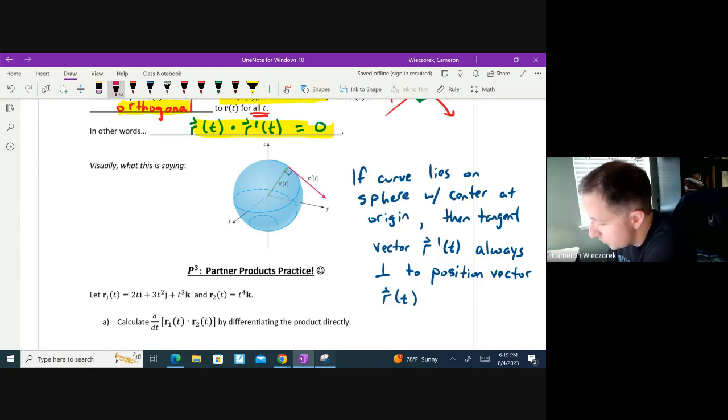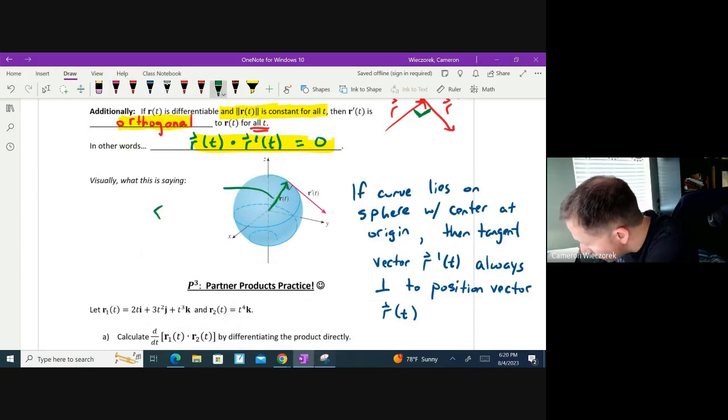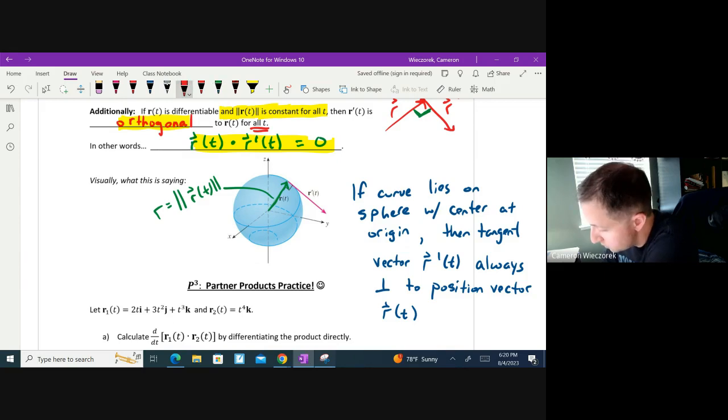Because in this case, what was the other condition? You have to have constant magnitude. Well, this vector in green, you're in a sphere. The radius of the sphere is constant. So this would be my radius of the sphere. So that radius would be the magnitude of that position vector. And since we're in a sphere, this has to be constant. So visually, that's all it's saying, is that anytime you sketch the position vector in the sphere and you sketch the tangent vector to that sphere, they're going to have to form a right angle.